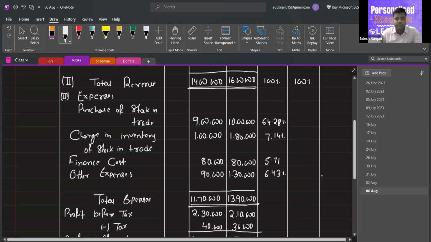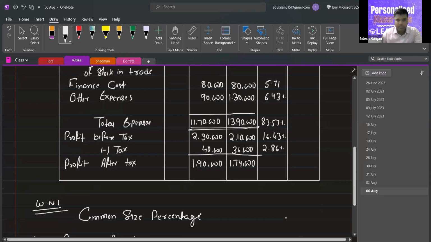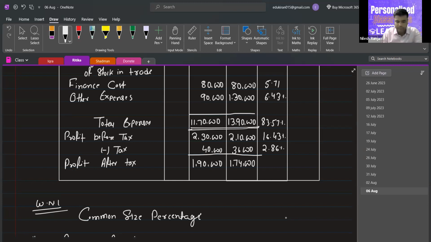Okay, so this is our percentage. Now 11,70,000 divided by 14 lakh, it is 83.57%. 2,30,000 divided by 14 lakh, it is 16.43%. 40,000, it will be 2.86%, and 1,90,000 divided by 14 lakh, it is 13.57%.